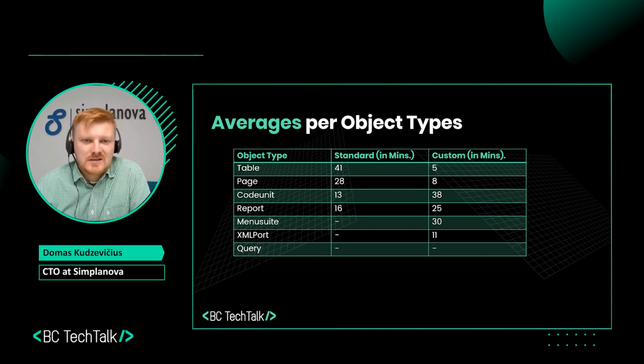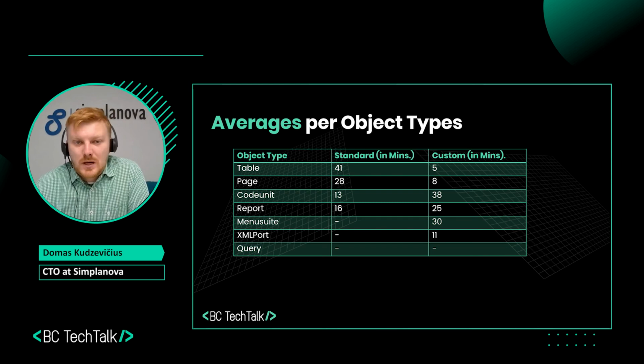Why the 41? Because this value also includes the code movement to the events and all the refactoring cases. If you have the custom page, then you have to go with the 8 minutes. If you have the page, which is the standard one, and you have to create the page extension, then it has to go for the 28 minutes. If you have the code unit, you have 13 minutes. And if you have the custom code unit, then it should go with the 38 minutes.